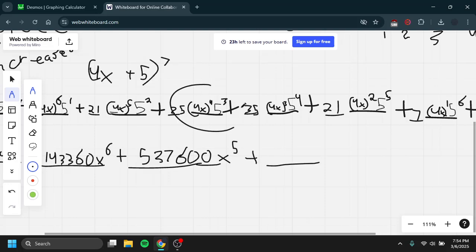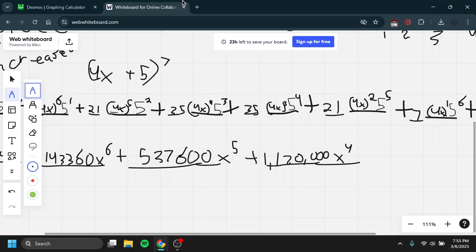Now we are on to term number 4, which we do 5 to the 3rd power, 125. 4 to the 4th power times 125, we get 32,000, and now we multiply that by 35. We get a big number here, 1,120,000 x to the 4th. I think this is a bad example on my part.